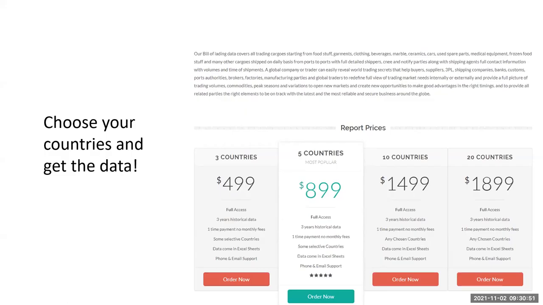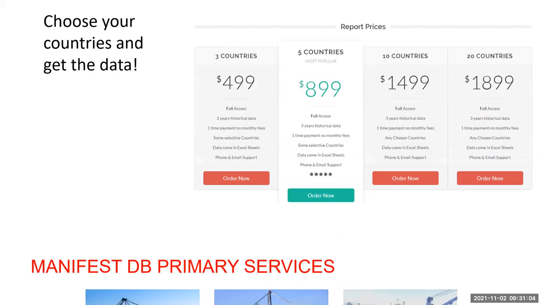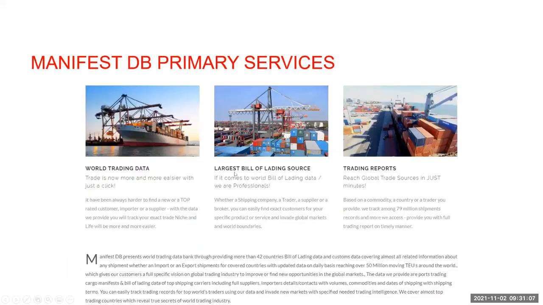So $500 to get the bill of lading data on imports for 3 countries or for 3 years historical data is not a big payment. Definitely worth it if you're trying to build your business. So as I say, largest bill of lading source. Not all of the companies that we talk about here have multiple countries. A lot of them are focused on the US or focused on China or India. This particular one, ManifestDB, has global data. Make sure it has the countries that you're looking at.